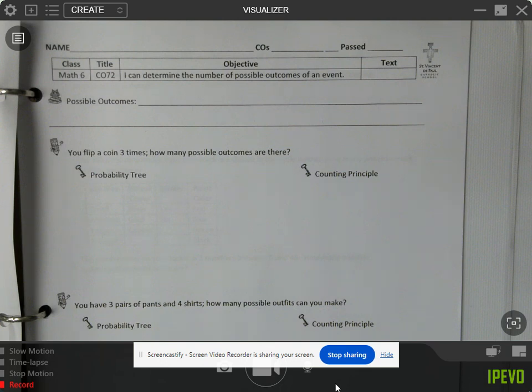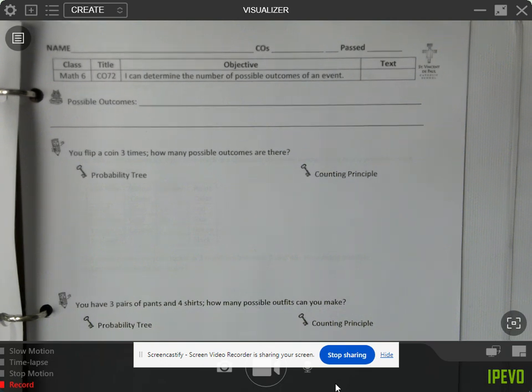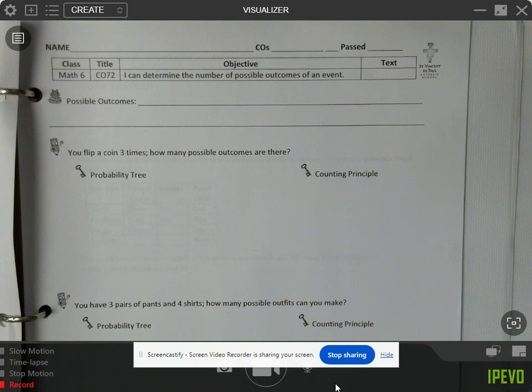Good morning. Today we are starting our last unit in Math 6, getting ready to move on into algebra, pre-algebra next year. So we are working on a unit that has to do with probability. This is something that we will revisit again in pre-algebra, but it's good to give us this introduction into it. So we are starting with CO72. I can determine the number of possible outcomes of an event. So this is that beginning introduction.